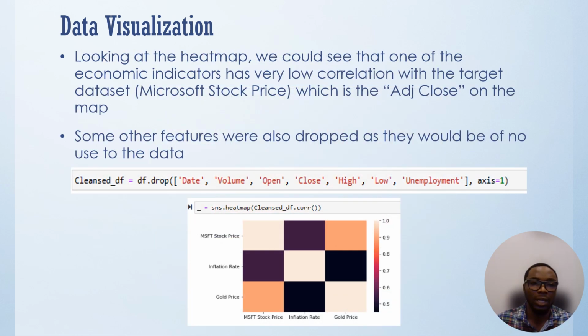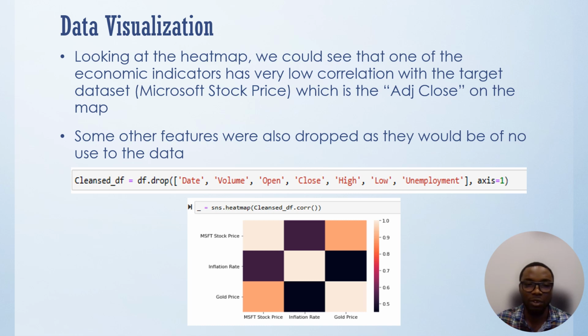Still looking at the visuals, we dropped the columns that are not needed. We already made the date the index, so we're going to drop this. The volume is going to be dropped, along with the open, the close, the price of the day, the high and the low, and unemployment since it has a low correlation. We're going to drop all that. Looking at the heat map, we see the correlation, and now the names are being changed.